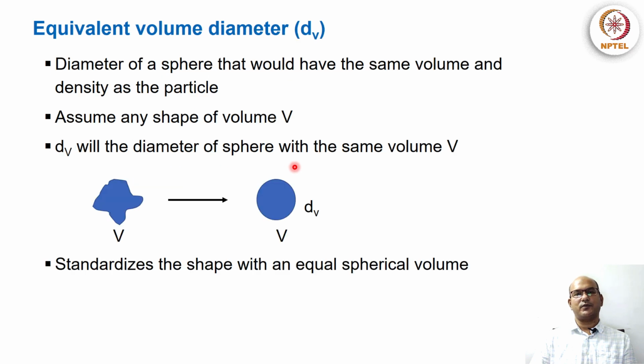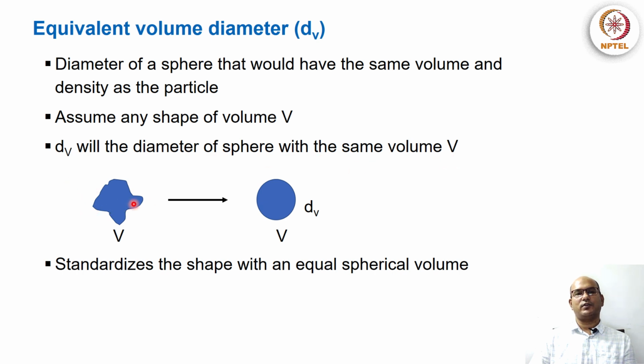First is the equivalent volume diameter. Here we have an aerosol of any irregular size, but with a volume V. Equivalent volume diameter is defined as the diameter of a sphere that would have the same volume and the same density as the actual particle. So the actual particle can have any shape of volume V. Our equivalent volume diameter will be the diameter of a sphere with the same volume V.